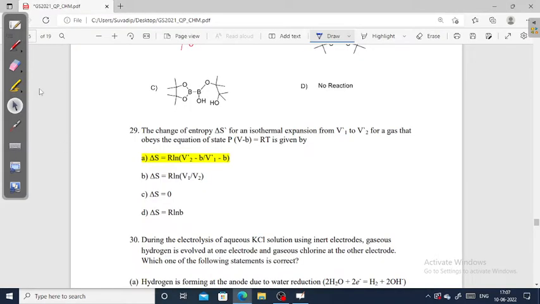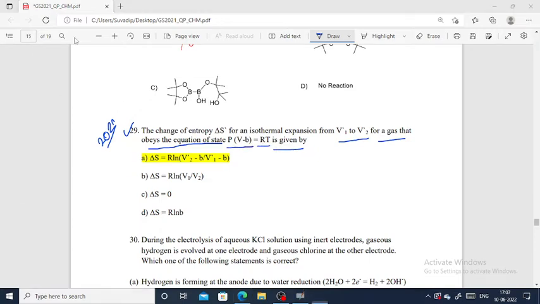In this video, we are going to solve question number 29 of TIFR 2021. The question basically asks for the change of entropy, delta S, for an isothermal expansion from V1 prime to V2 prime for a gas that obeys the equation of state P(V minus B) equals RT.